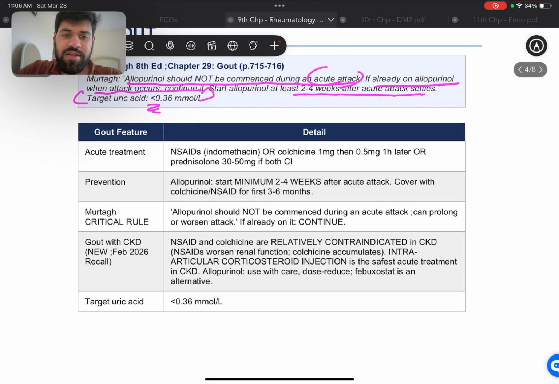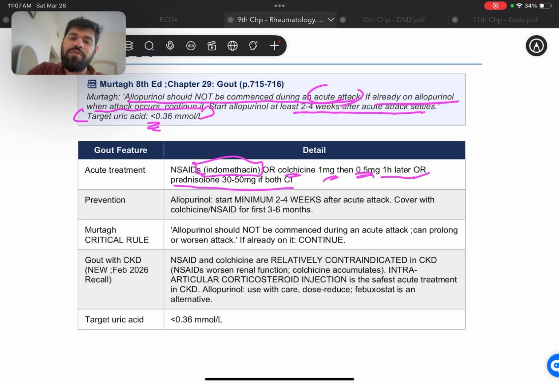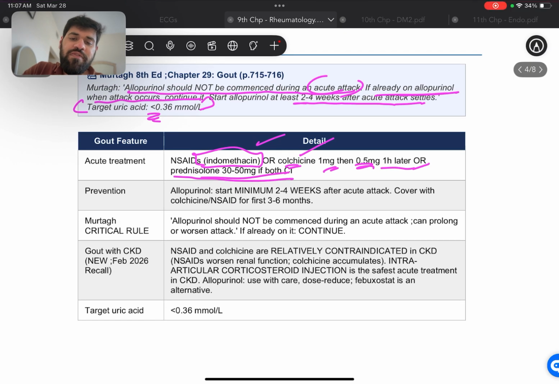Then acute treatment for an acute attack is going to be NSAID, especially indomethacin, or colchicine 1 mg, then 0.5 mg 1 hour later, or prednisolone if both of these are contraindicated. All right, then prevention is going to be allopurinol. We start minimum 2 to 4 weeks after the acute attack and cover with colchicine or NSAID for the first 3 to 6 months. Then the Murtagh critical rule, as we stated above, is that allopurinol should not be started in an acute attack, and it can prolong or worsen the attack.